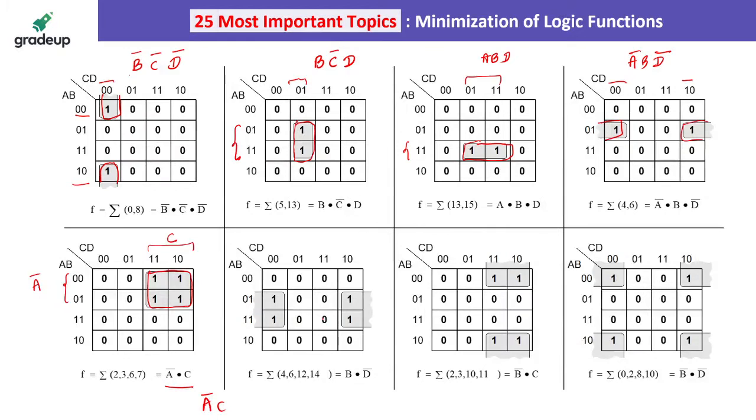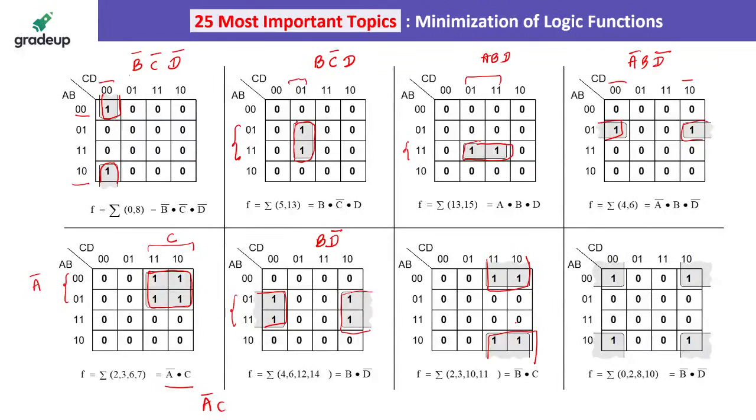Okay. Now coming to this, these two ones are adjacent. So what is the value of this? So this is B D bar, and these two ones and the bottom two ones are also adjacent. We can combine like this.